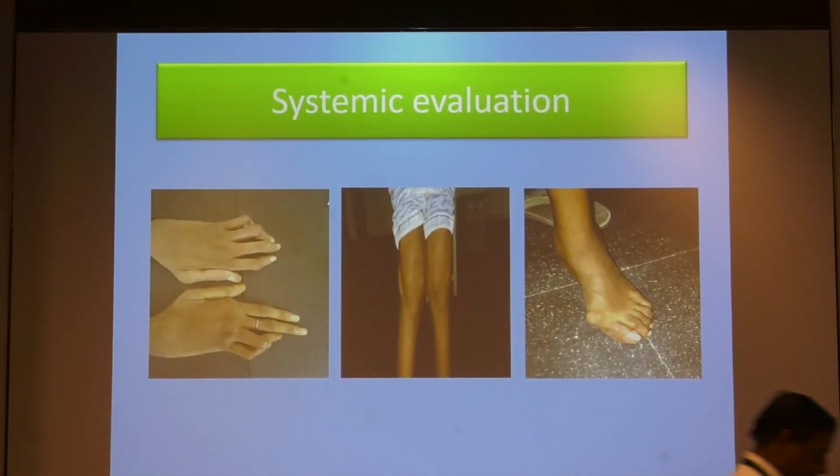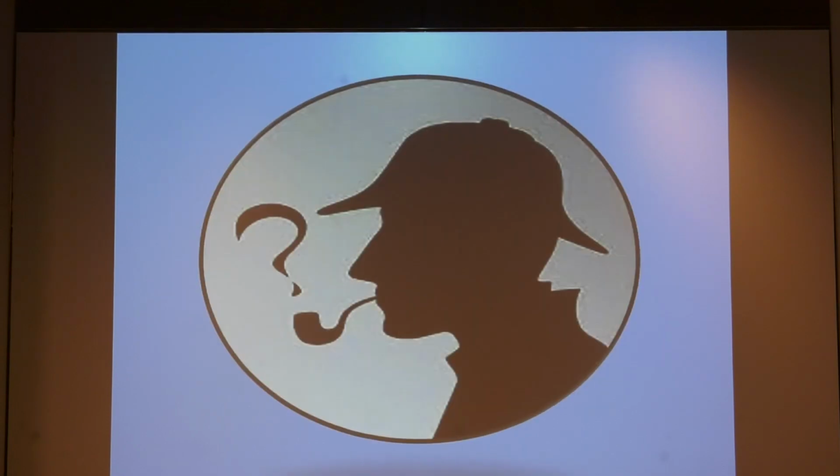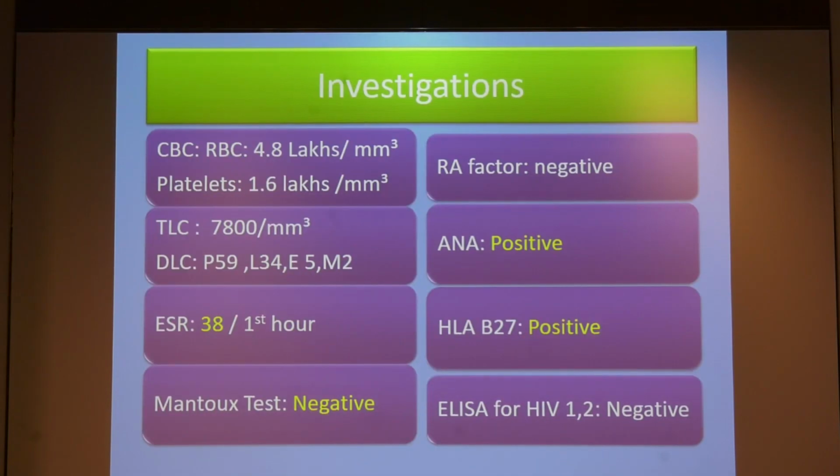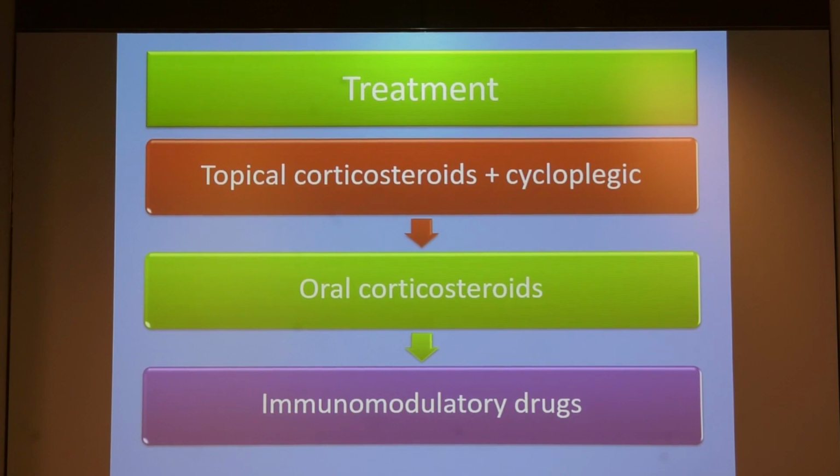On systemic evaluation, small joint deformities in both the hands and feet were noted, along with knee joint swelling. So a systemic evaluation was made, and what we found was that this boy was ANA positive, HLA-B27 positive, RA factor was negative, so it was a case of juvenile idiopathic anterior uveitis. So we started the patient on topical steroids and cycloplegics.